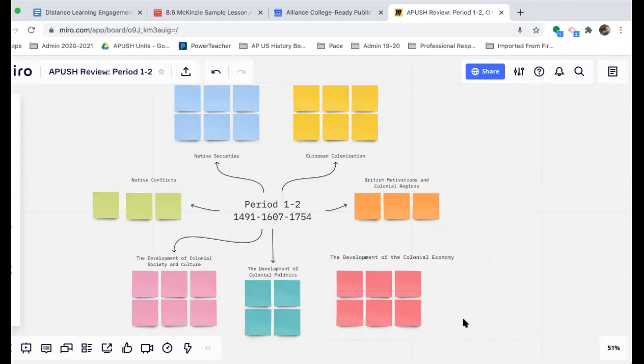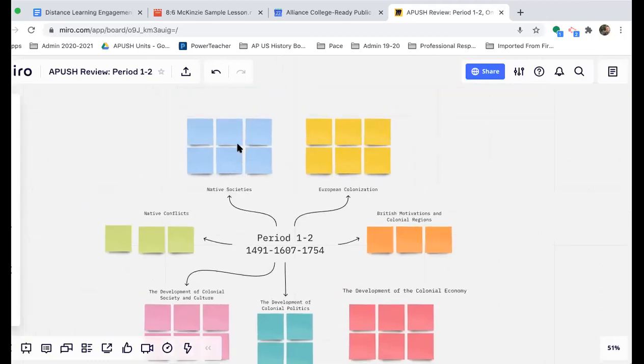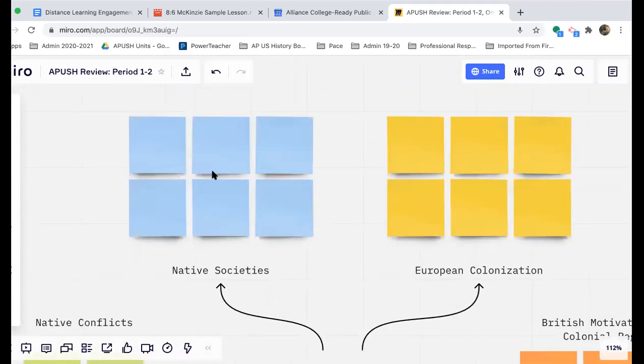It doesn't do us nearly as much good if it's just me talking at you. Rather, I'd have us have a collaborative discussion. I already set up the categories that we'll talk about, of you adding knowledge to our collective, beautiful Post-it collection here on this digital whiteboard. So let's first talk about native societies. I'm going to zoom us in right there. Let's talk about native societies and their characteristics, okay?